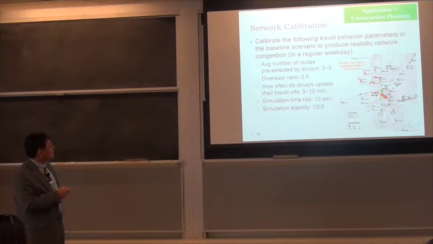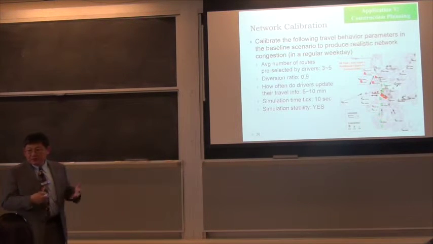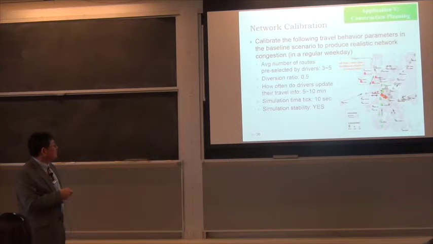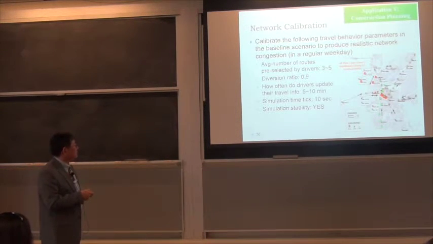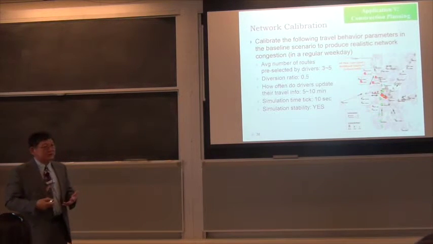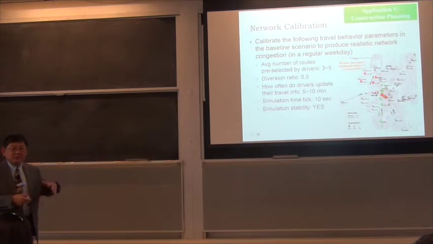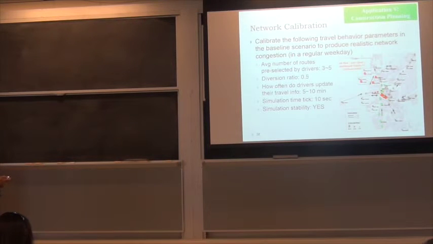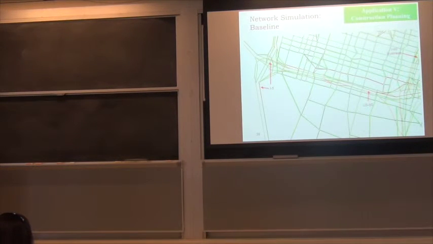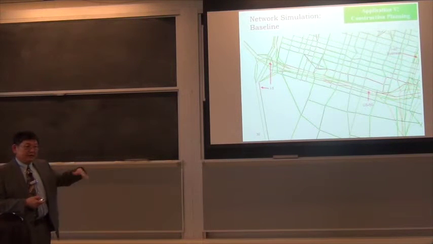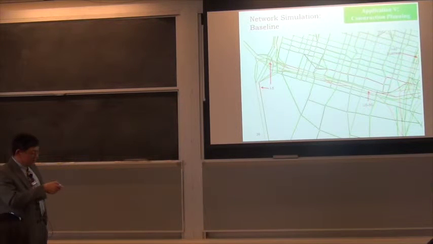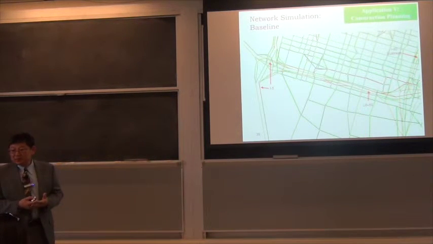And we calibrated this, and we found that people have 3 to 5 pre-selected routes in their choice set, and 50% of the drivers are willing to divert when they see traffic conditions, and they update their route travel times every 5 to 10 minutes, and this is the simulation time interval. After the calibration, we run the simulation, and we don't get into a gridlock situation, and then we compare with the observations we have and see how close it is to the real data. Once we have calibrated that, we can run different scenarios of the construction plans with the given set of OD demand and so forth, and then we can look at the congestion patterns on different routes, and by checking them against the observations, see if the congestion pattern makes sense.